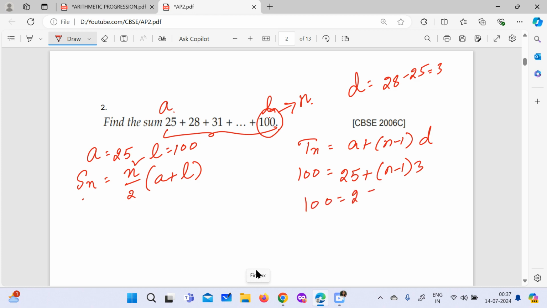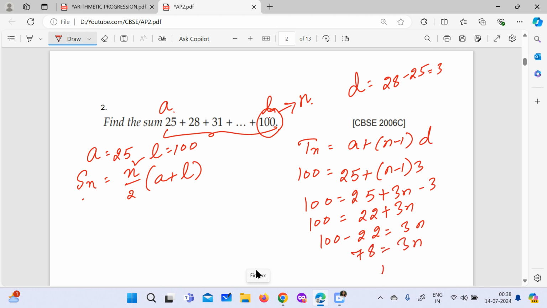So we have 25 plus 3n minus 3. So this will become 100 equals 22 plus 3n, and you get here 100 minus 22 equals 3n. This will be nothing but 78 equals 3n, and hence you get n is equal to 78 over 3, that is 26. So it's simpler now.